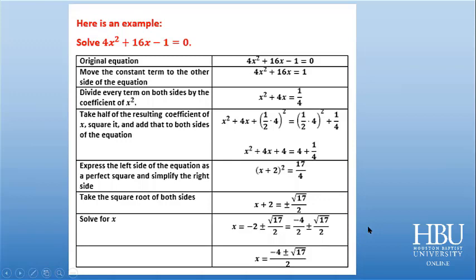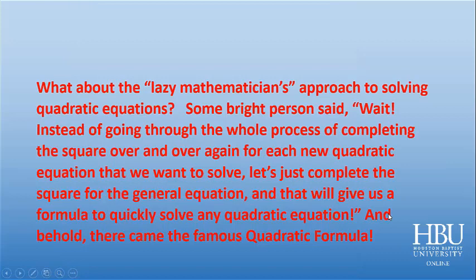Well, that was quite a lot of work to complete the square and then use the square root property. What about the lazy mathematician's approach to solving quadratic equations? Well, some bright person said, wait, instead of going through this whole process of completing the square over and over again for each new quadratic equation that we want to solve, let's just complete the square for the general equation, and that will give us a formula to quickly solve any quadratic equation. And behold, there came the famous quadratic formula.